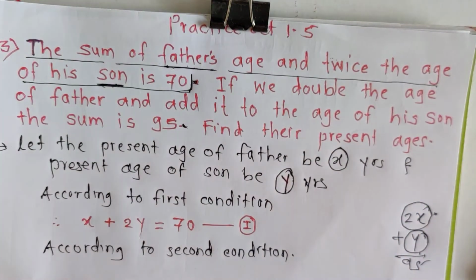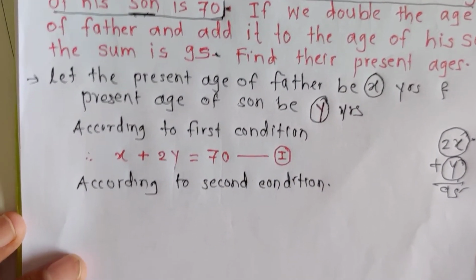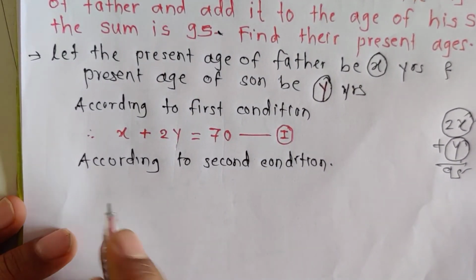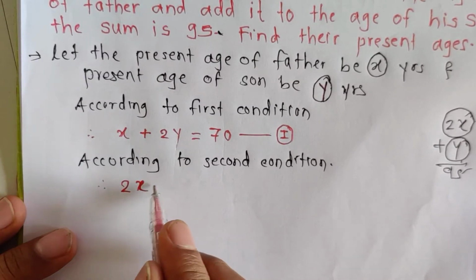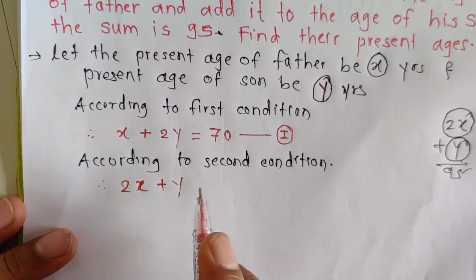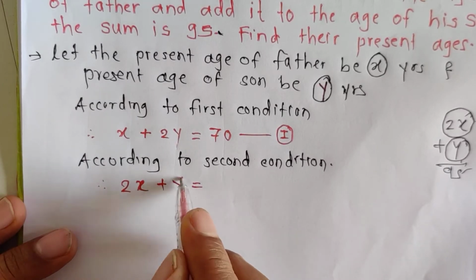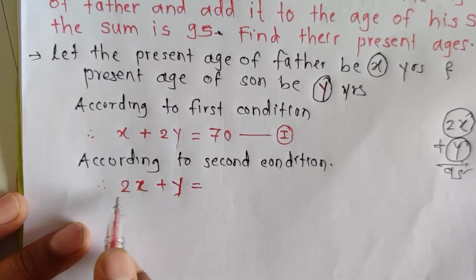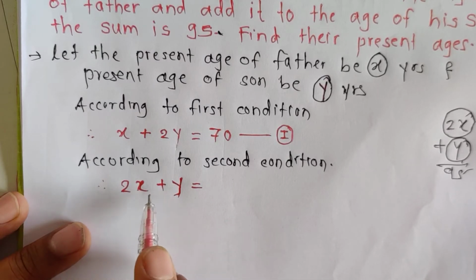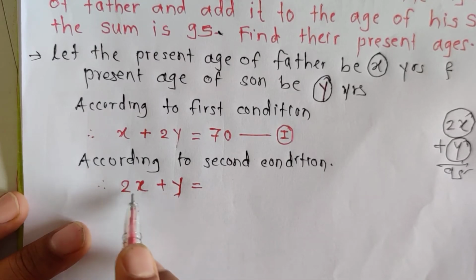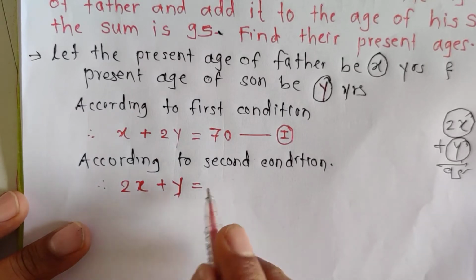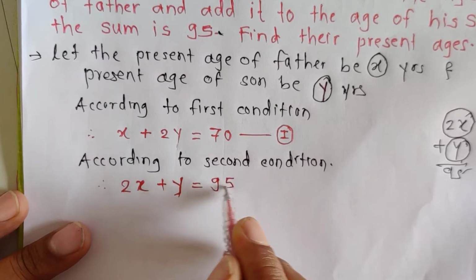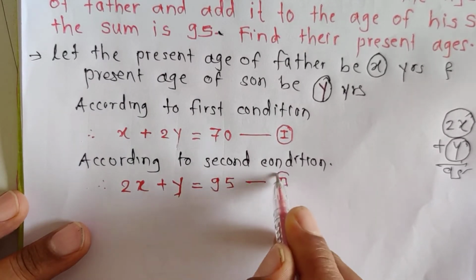So according to second condition, we get the equation as 2x plus y is equal to, that is twice the age of father, that is 2x. If we add this double the age of father to the age of son, that is y, we get 95. So this is equation number 2.